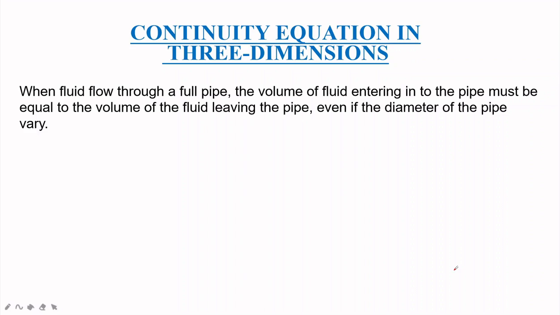When fluid flows through a full pipe, the volume of fluid entering the pipe must be equal to the volume of fluid leaving the pipe, even if the diameter of the pipe varies. So what are they telling? They are actually telling the law of conservation of mass. The volume of fluid entering the pipe must be equal to the volume of the fluid leaving the pipe.